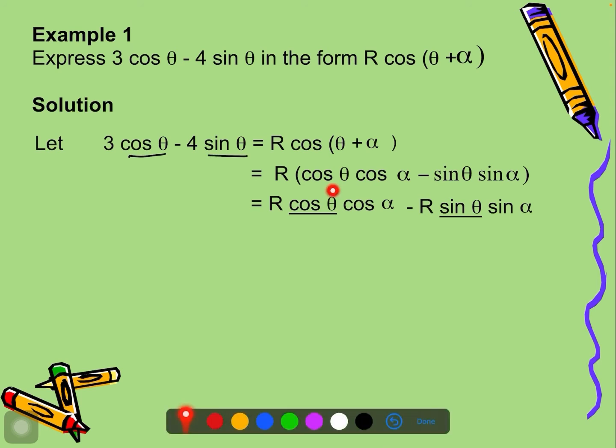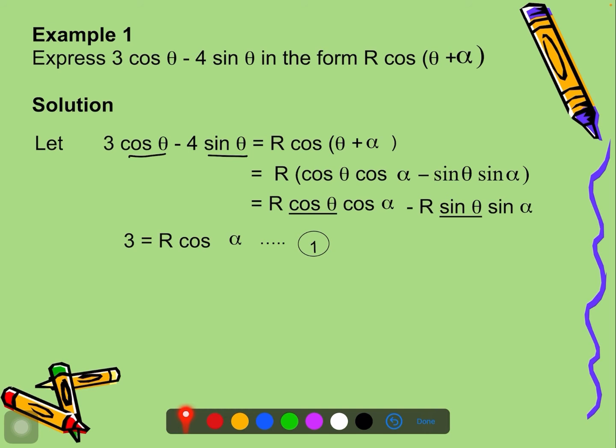Okay, we have cos theta on both sides. So the coefficient of cos theta on the left hand side is 3, and the coefficient of cos theta on the right hand side is r cos alpha. Okay, and this will become equation number 1.